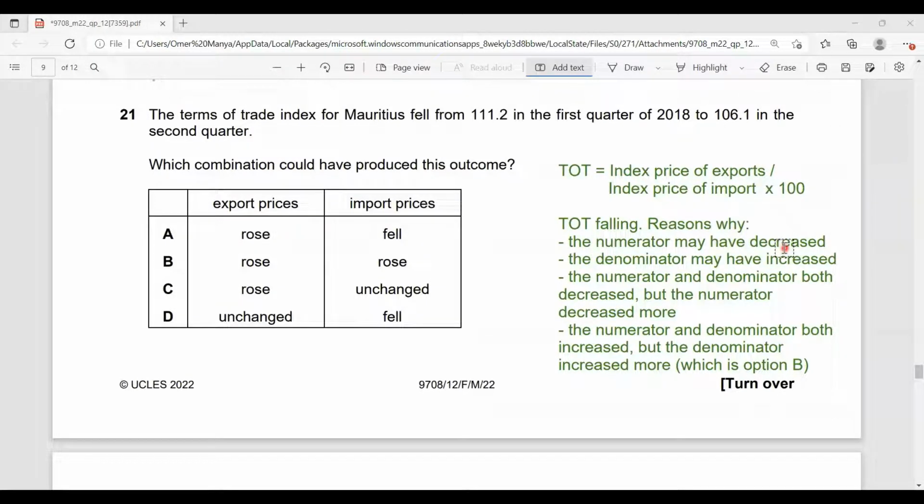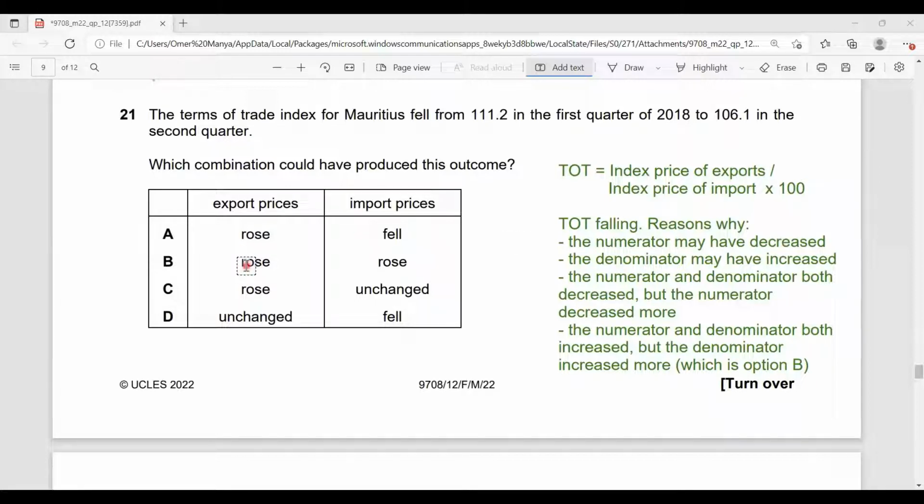Firstly, the numerator may have decreased, which means the value on top may have fallen. Exports may have become cheaper, which would cause the TOT value to fall. The second reason is the denominator may have increased, again resulting in a smaller TOT value. The numerator and denominator both may have decreased, but the numerator may have decreased even more than the denominator. Lastly, the numerator and denominator both might have increased, but the denominator may have increased by more. And that is actually the option we're looking for, which is option B.